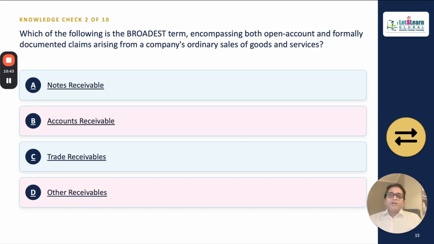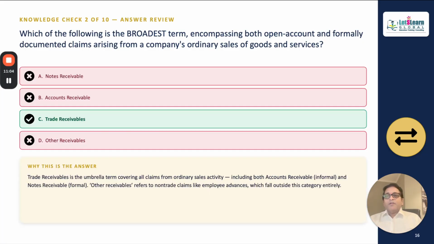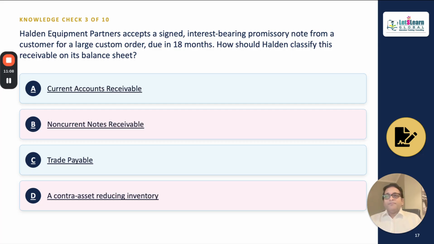Which of the following is the broadest term encompassing both open account and formally documented claims arising from a company's ordinary sale of goods? It's an open account. Means what? Credit terms. Open account means credit. But it is formally documented. Some instrument is there in your hand. Okay. So if it is a receivable, it is a trade receivable, and you have some instrument, it becomes what? Trade receivable. Also notes receivable. We'll take one more example.